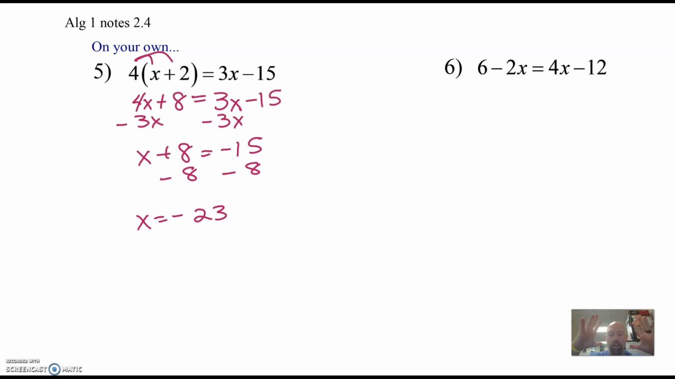All right, hands up. Hopefully you did not use your pencil to fact check that answer. You should have gotten x is negative 23. Okay, so let's move on to number 6.